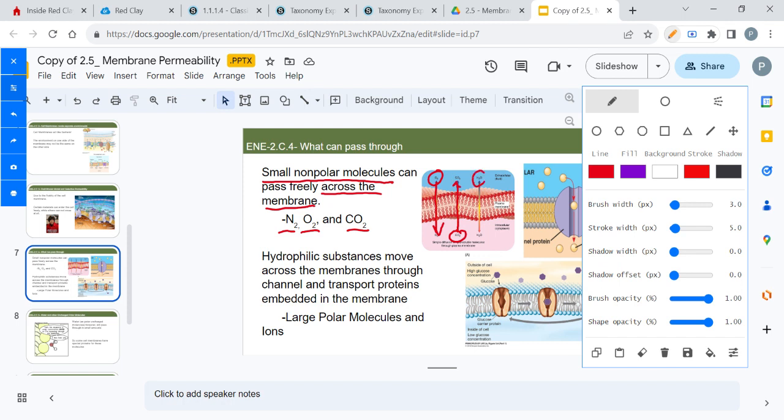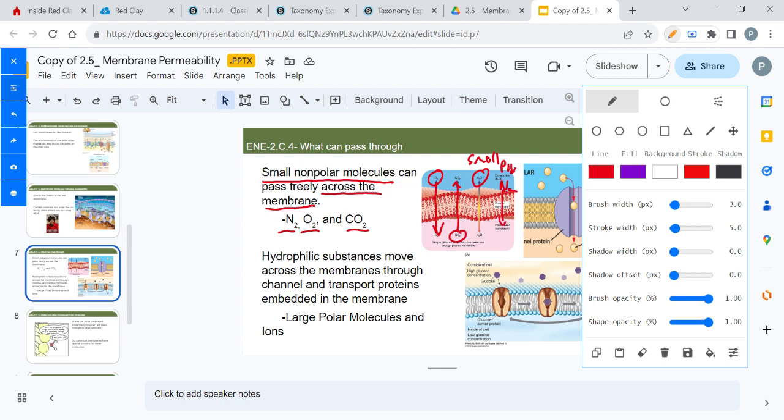And then like water, like we need to bring water in. Well, water's going to be a small polar molecule. We're going to talk about that guy in a little bit. But then other things like N2, if we had to go get nitrogen gas in here, it can actually go right through here. Now let's actually explain why.